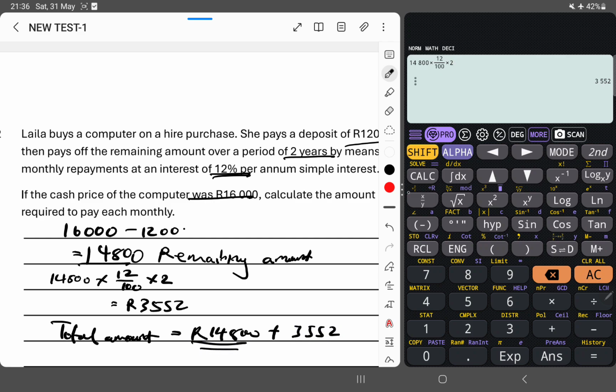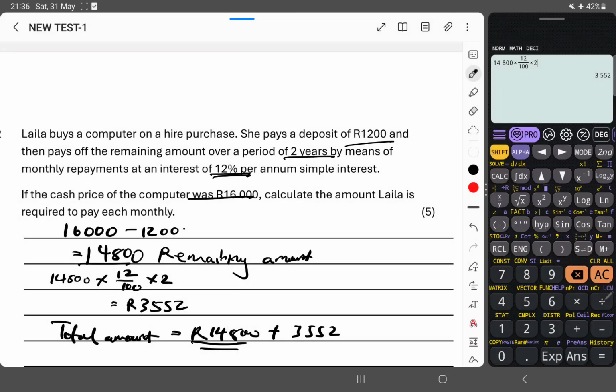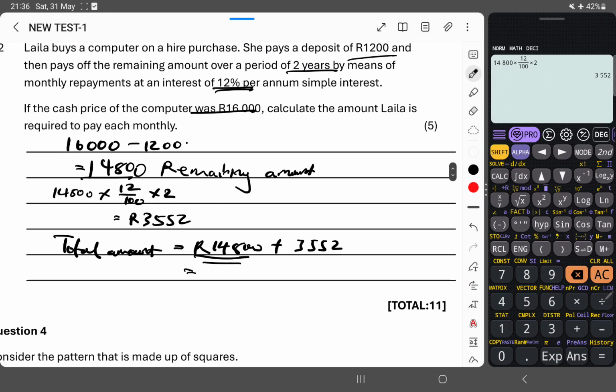So the original amount is no longer 16,000 rand because she paid a deposit of 1,200. Therefore, in total, how much does she owe? She owes this interest amount plus 14,800. It means in total she owes 18,352. So this 18,352 is going to be paid over a period of 2 years. It means we are going to divide by 24 because in 2 years we have 24 months, and we want to know how much she is supposed to pay each and every month, right? Therefore, I'm going to divide this amount by.